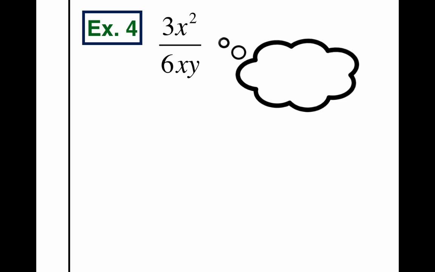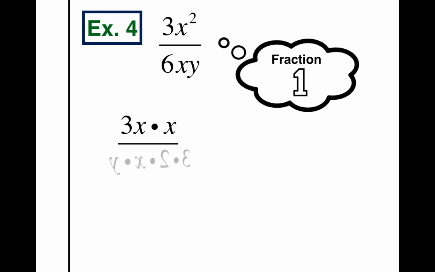Let's try another example. Example 4. 3x squared over 6xy. Let's do a fraction problem. Now, I'm still going to break this out and expand it. But I want to write a little note here. Fraction problems remind me that I can use that power of 1. So we are going to expand, but we're going to look for the power of 1. So let's expand 3x squared. Well, that'd be 3x times x. And let's change the 6 to 2 times 3, or 3 times 2, however you want to write it, x and y.